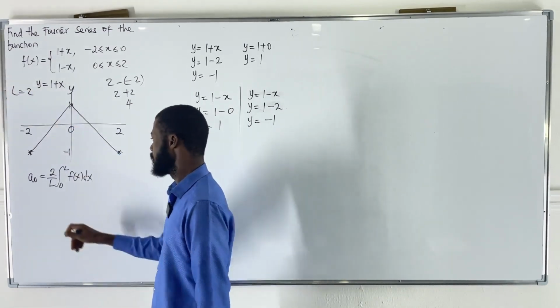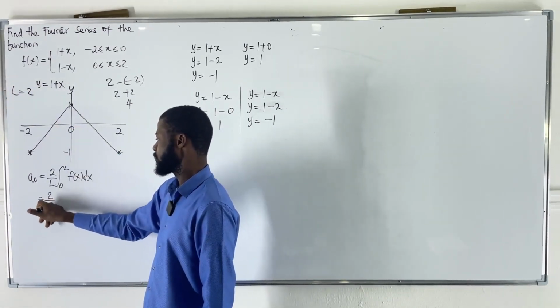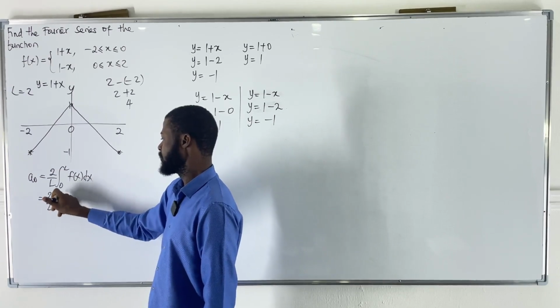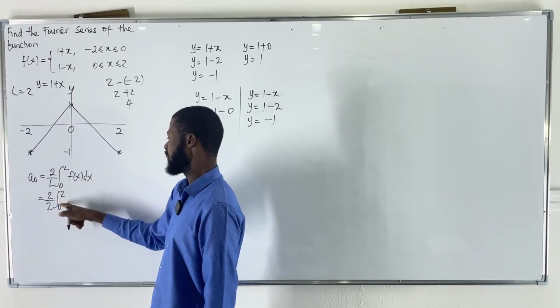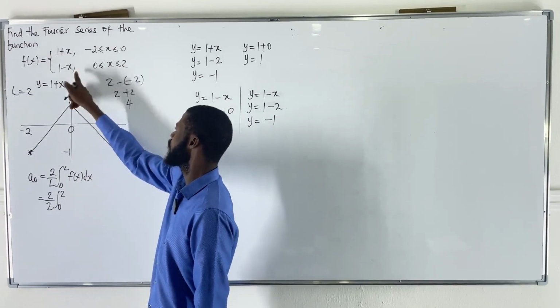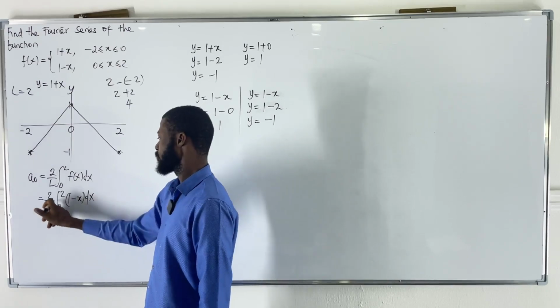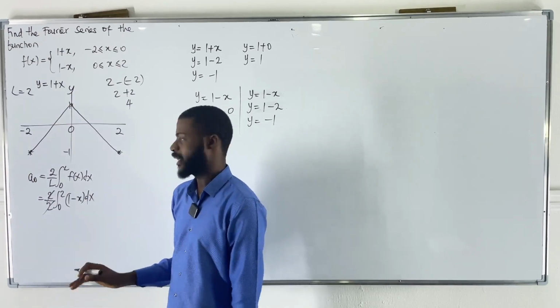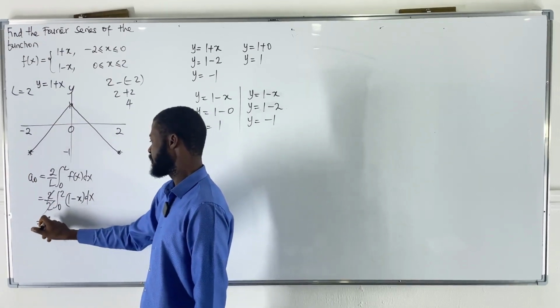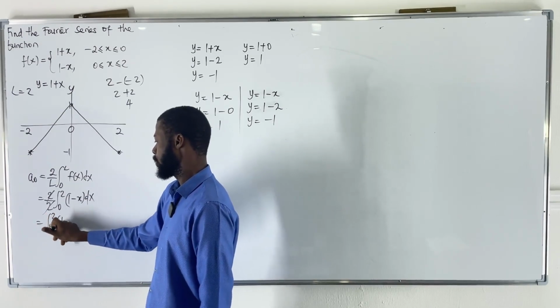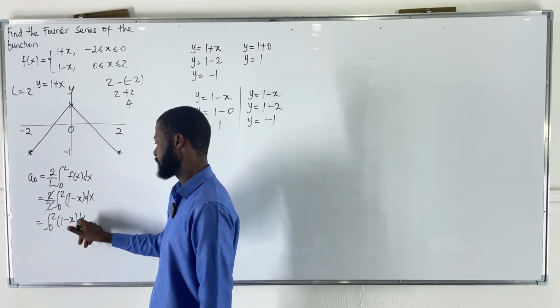So this will be 2 over 2, integral from 0 to 2. Now what is f of x from 0 to 2? From 0 to 2, f of x is 1 minus x dx. So the 2 cancels out the 2. So we're going to be left with the integral from 0 to 2 of 1 minus x dx.